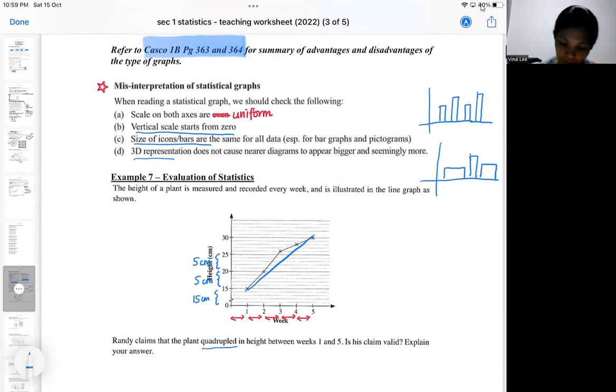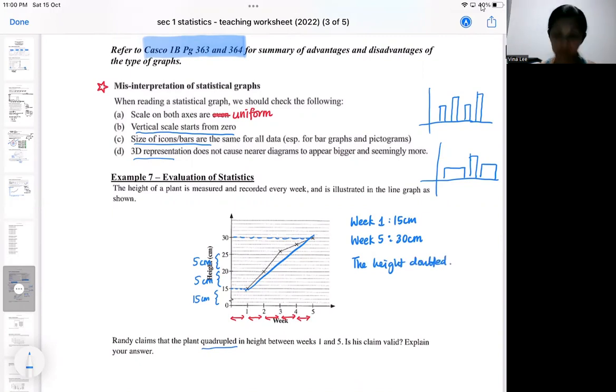So how are you going to justify? You look for the height in week 1. It's actually 15 centimeter. Then you look for the height in week 5. That is 30 centimeter. So it's actually only double. The height actually doubled. It doesn't quadruple. Quadruple is like 4 times. So that's why his claim is not valid.